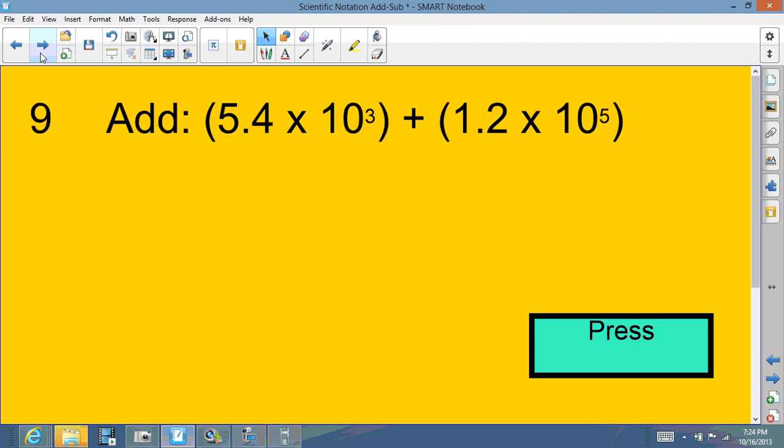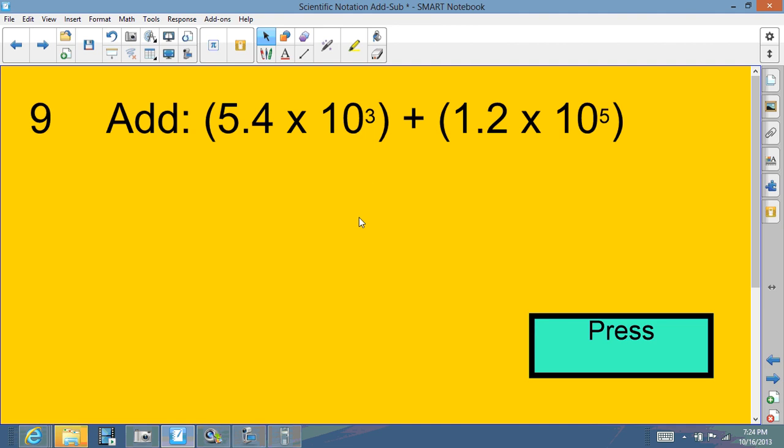5.4 times 10 to the 3rd plus 1.2 times 10 to the 5th. Now these we cannot add because I notice this is 10 to the 3rd power and this is 10 to the 5th power. So I have a problem. I have to deal with different exponents, but I cannot add them because the exponents are different. So I need to make them the same. So the rule is leave the bigger exponent alone and work with the smaller exponent.